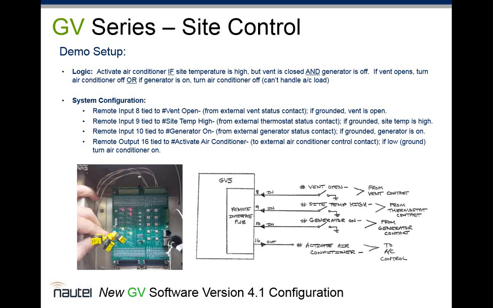So in this demo, the logic that the site engineer wants to implement is that he wants the air conditioner to be activated and enabled if the site temperature is high, but the vent itself, there's a vent in the room, has to be closed. But also the generator has to be off. In this case, the generator can't handle the additional air conditioner load on top of the transmitter, and therefore the air conditioner cannot turn on in the event the generator is also running. So if the vent opens, you turn the air conditioner off, or if the generator is on, you turn the air conditioner off.